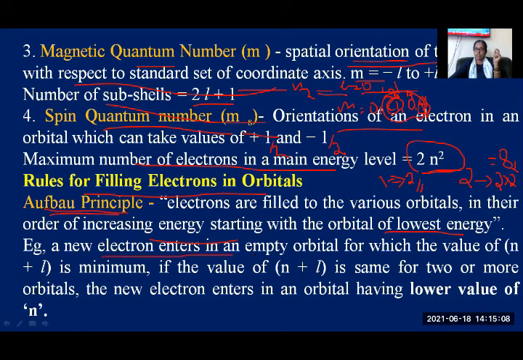A new electron enters an empty orbital for which the value of n plus l is minimum. So we have to consider both n and l. Whichever has the least n plus l value, for that the electron will enter. Suppose two energy levels have the same value of n plus l, say 4p and 3d.